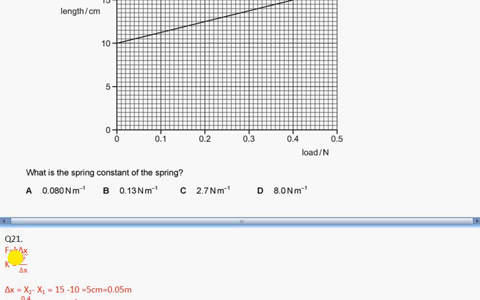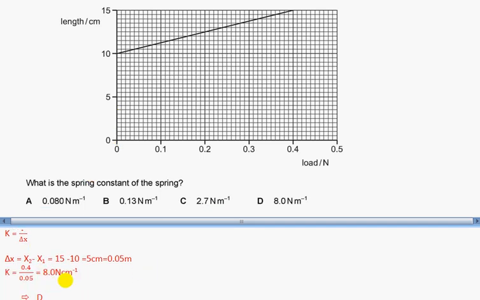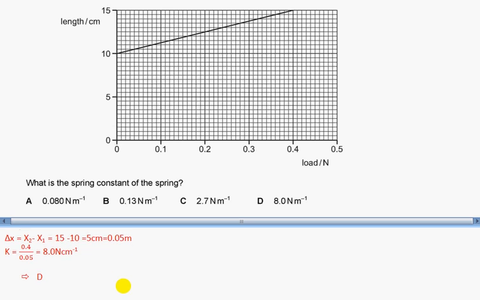So this is the Hooke's law. Spring constant is F over delta X. Delta X will be change of X. So we divide force by change of X and we get answer D.